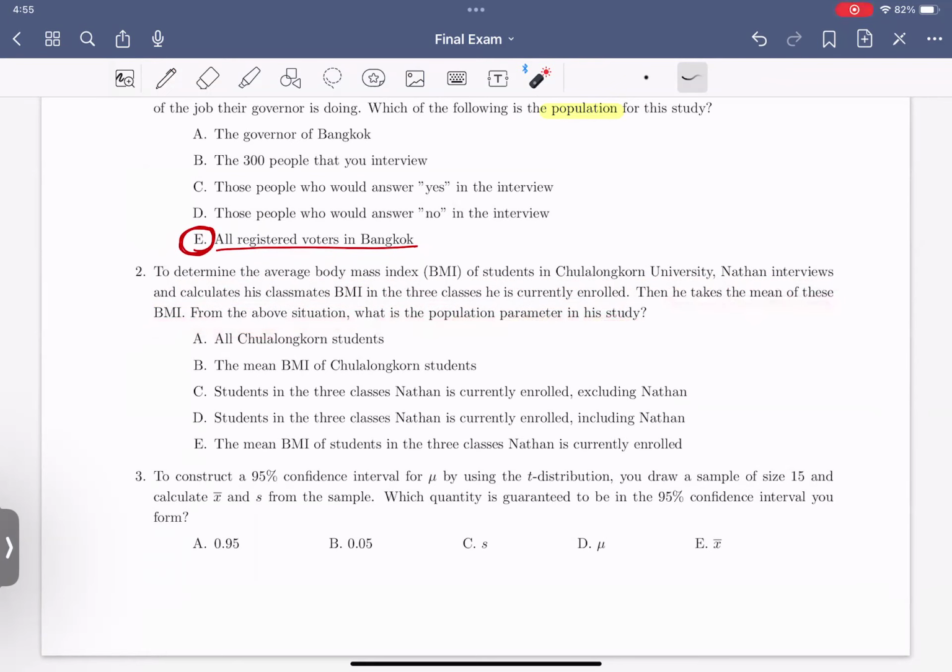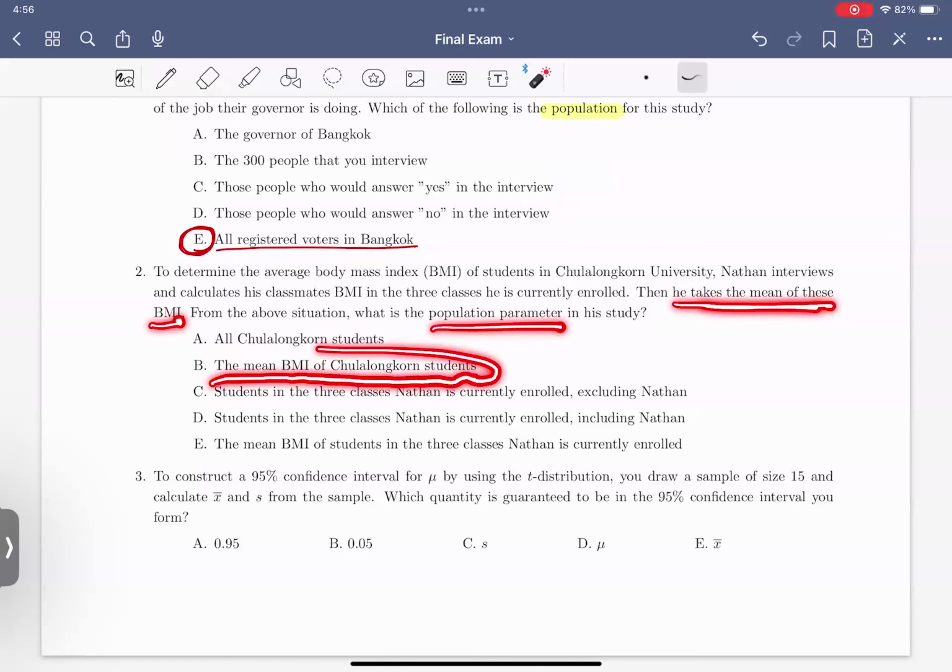So actually what he did is he drew a sample, right? He drew a sample of the people from the 3 classes that he is currently enrolled in. Then he computed the mean of the BMI of those people. This mean of the BMI from the people he sampled is going to be the statistic, right? And the population parameter is going to be the mean BMI of Chulalongkorn students, right?